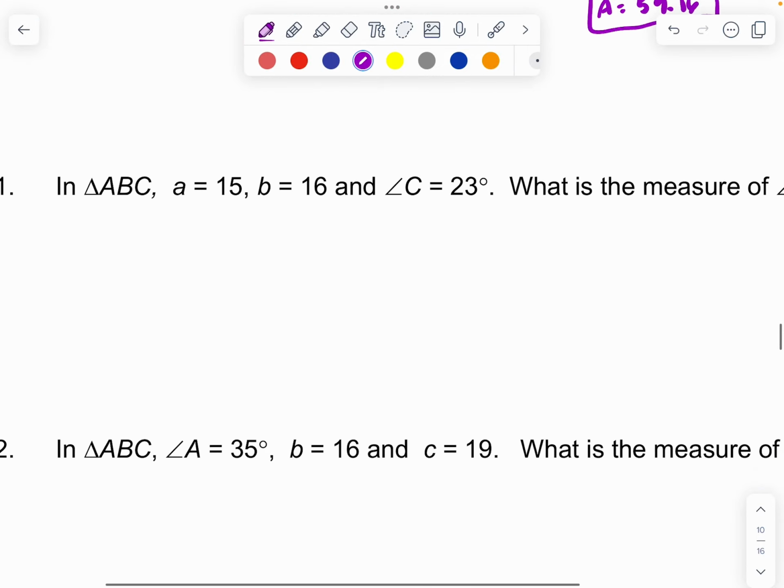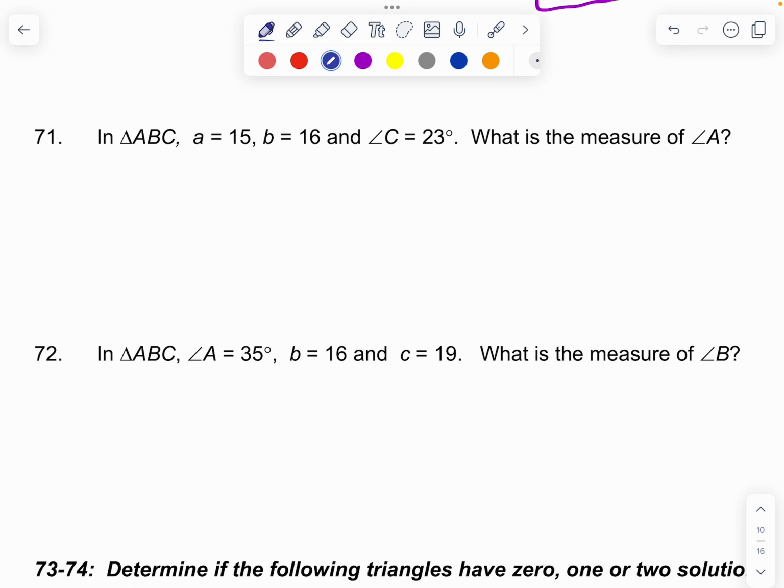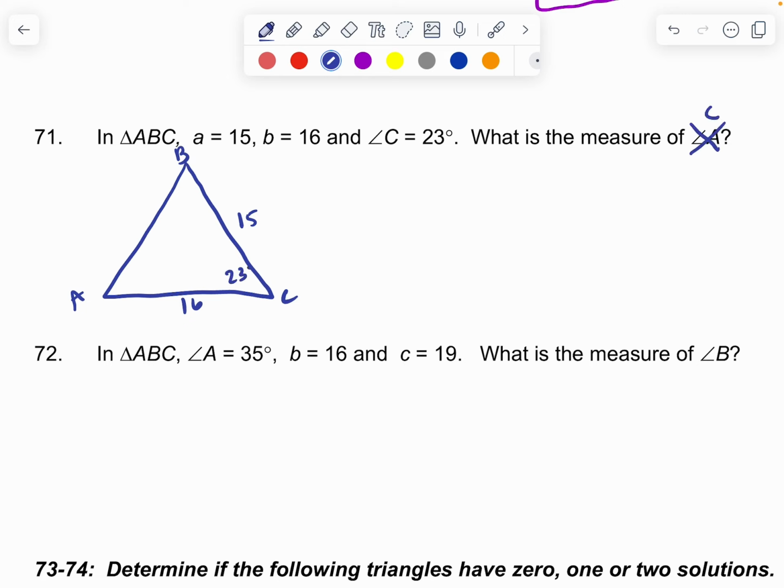You guys, I believe I changed these in class to make it so they're not two-step problems. So let me go ahead and do that here. If you were absent, you guys, these were cruel two-step problems. I don't think we did that to you on the final, so I wanted to make it a little bit more straightforward. So look, here's A, B, and C. It says little a is 15, little b is 16, and angle C is 23 degrees. And I think I changed it to find the measure of side C.